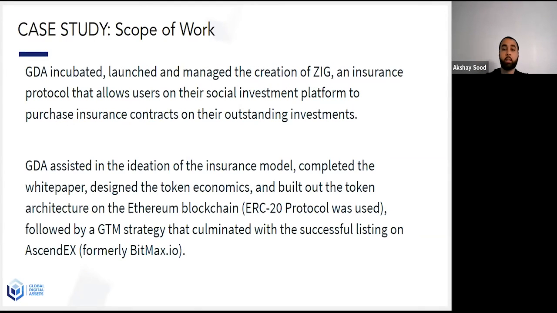Yeah, so we essentially took them on board. We started working with them, and we went through a lot of different use cases. We sat down and understood where they are currently at and where they want to be, and then we landed on an NFT-based insurance protocol that allows users to invest in the social platform, but to do so by purchasing insurance as well, so that they're protected on the downside, if that downside ever happens.